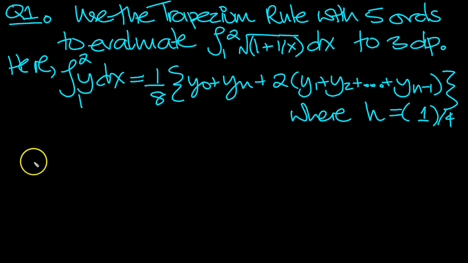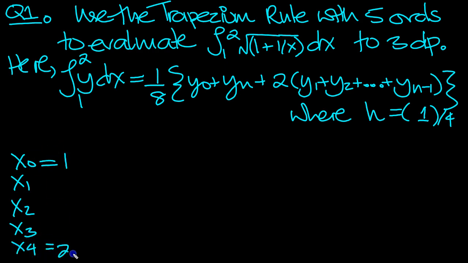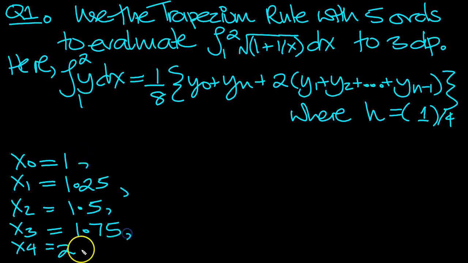Now we need to work out the y ordinates. Well, let's have a look at the x ordinates first then. We need x0, x1, x2, x3 and x4. So we start from 1 and we finish at 2, and we go up in an interval distance of 0.25. So we keep adding on the 0.25 for each sub-interval. There we go. And there's 5 x ordinates. Now we can work out the y ordinates.